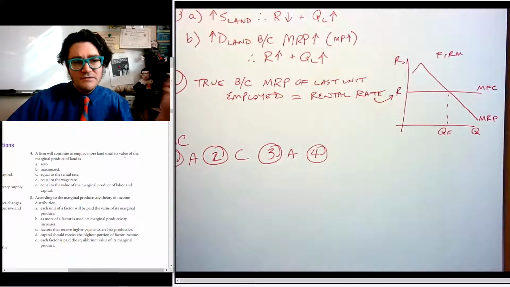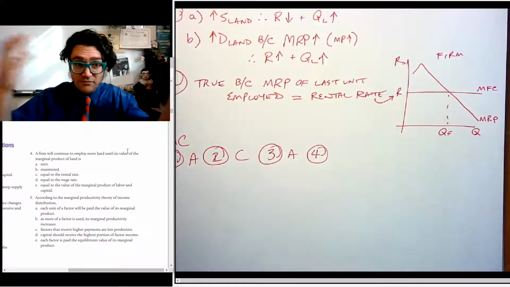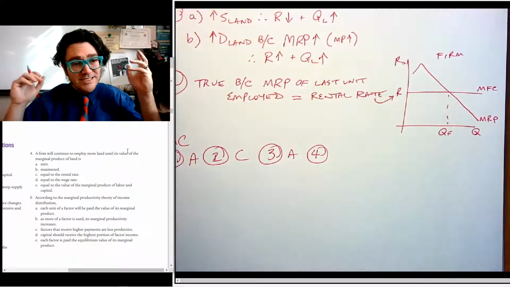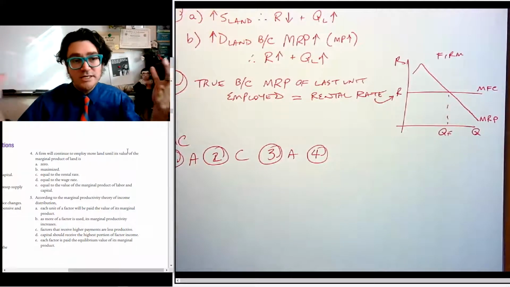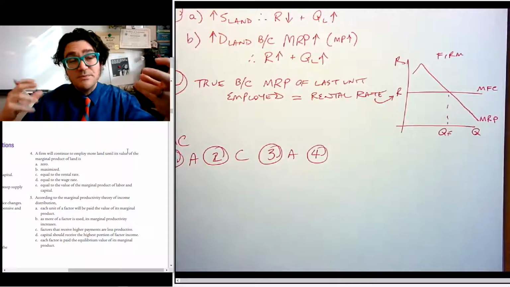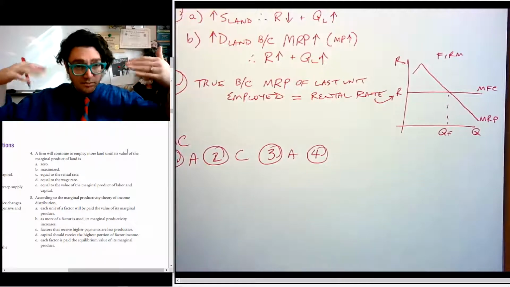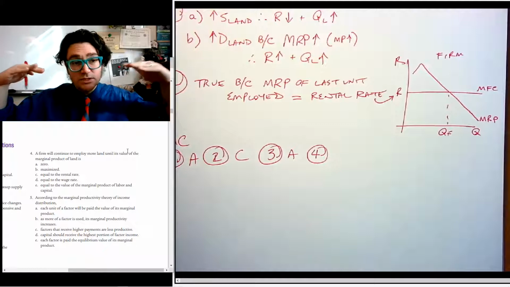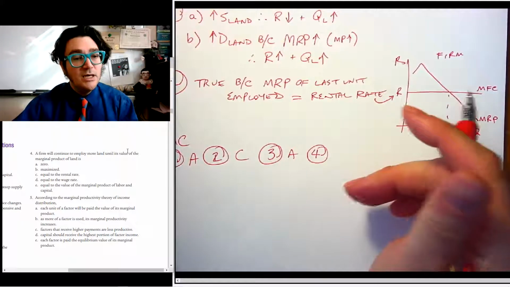4, a firm will continue to employ more land units until its value of the marginal product of land, which is marginal revenue product, right? It's just the value of what they're producing, when it's equal to the rental rate. That's the price. So you'll keep employing more units of something until the price of whatever that something is equals the revenue that it generates for your company. So C.